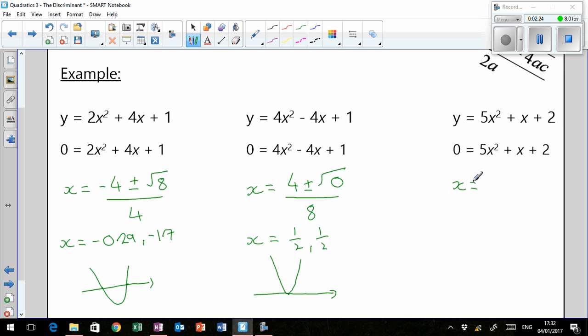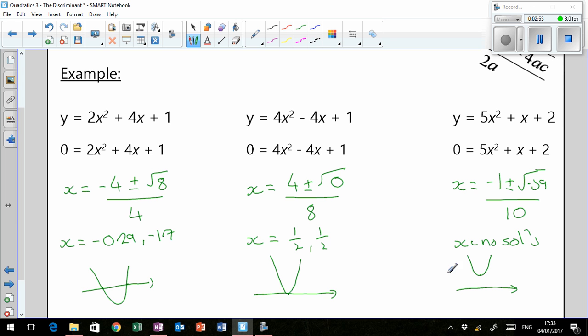And finally, for this last one, you do -1 add or subtract the square root of -39, all over 10. Now that gives you no solutions. That does not work when you go to put it in your calculator. Which means for our x-axis, this quadratic does not have any x-intercepts and just floats above the x-axis.